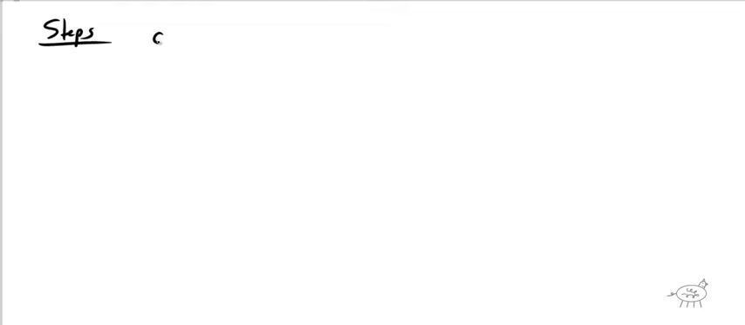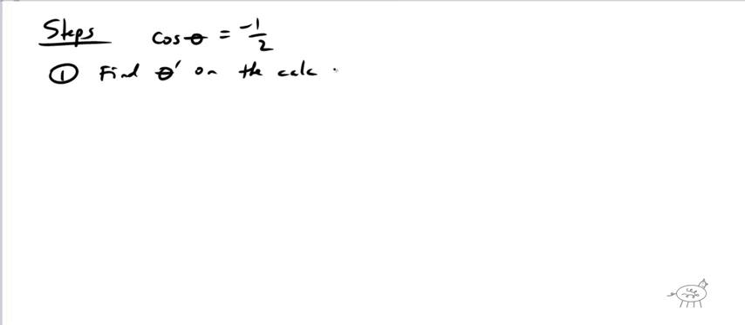If I give you cosine of theta equals negative 1/2, let's do the whole problem over again. The first step is you're going to find theta prime on the calculator using the positive value. So I'm going to put this in absolute value, using the positive value of the ratio. Okay, so always positive. Very, very important.